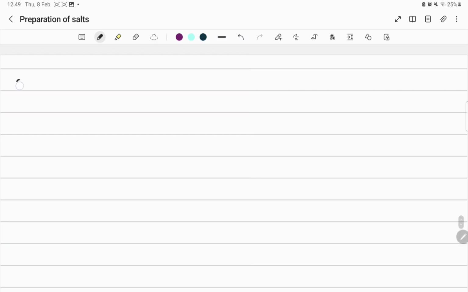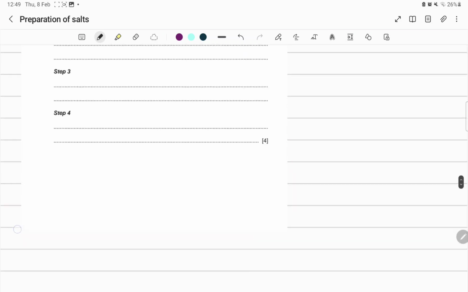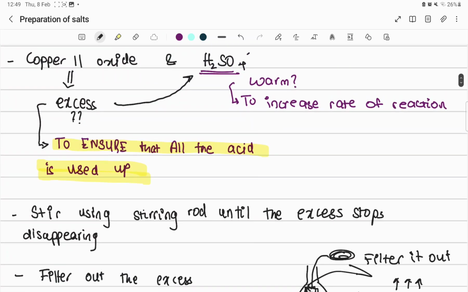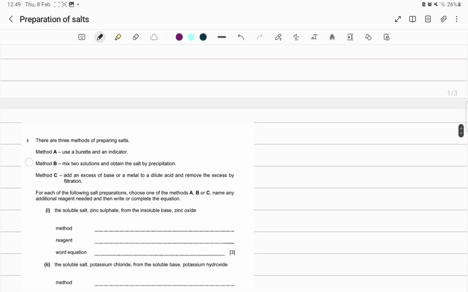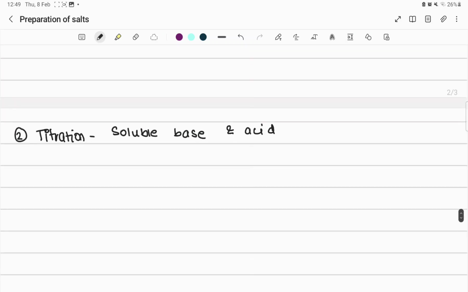Okay, so titration. Now, the above excess method was between insoluble bases and the acid. The difference between that one and titration is that titration is between a soluble base and acid. In the excess method, your reactant, your insoluble base, is in solid form, obviously. And over here, you're going to have your base and acid both in aqueous form.